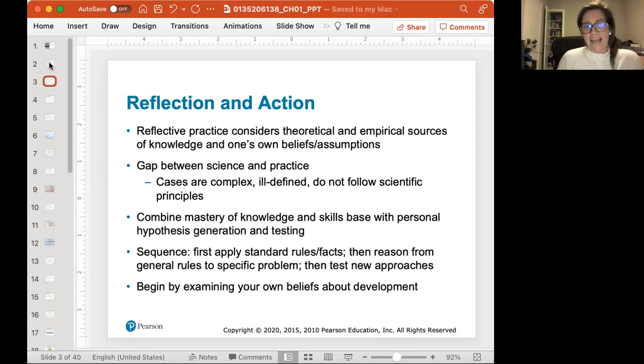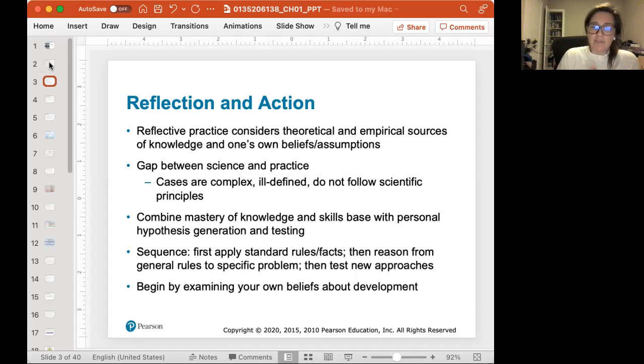So reflection and action. Reflective practice considers theoretical and empirical sources of knowledge and one's own beliefs and assumptions. So if you're struggling to remember what exactly reflective practice is, just think about it as you reflect when you practice, right? So you are reflecting on theory, you are reflecting on empirically backed things. You're reflecting on, what do I think? What do I feel? What are my biases? What are my beliefs? What is my knowledge base, right? So practice that is reflective in nature.